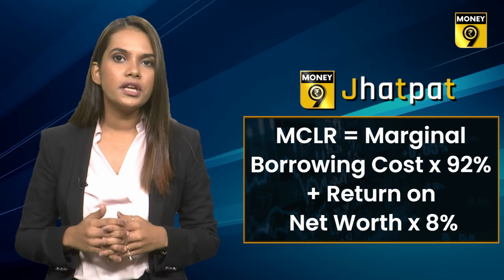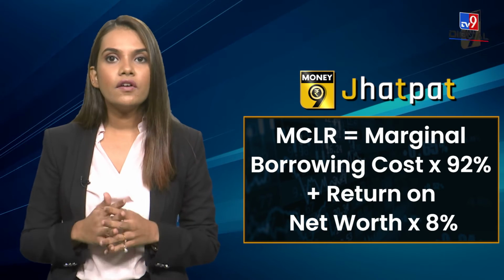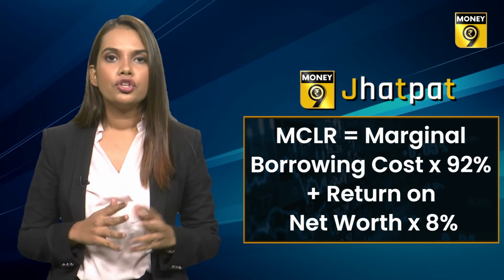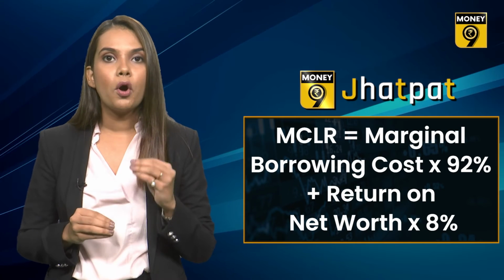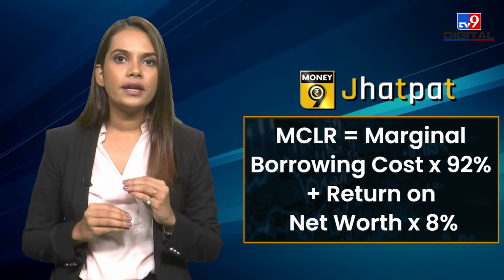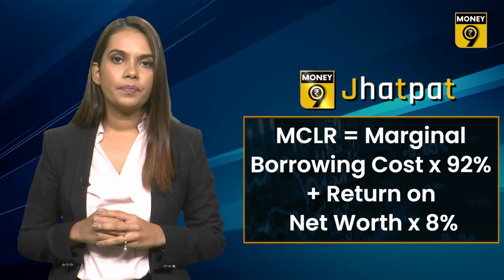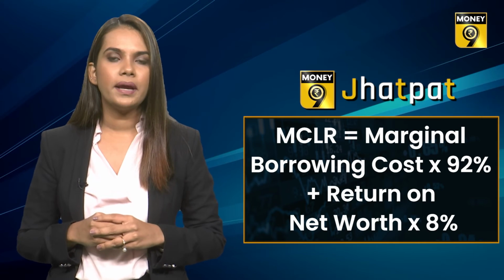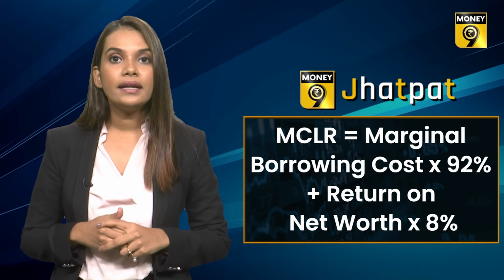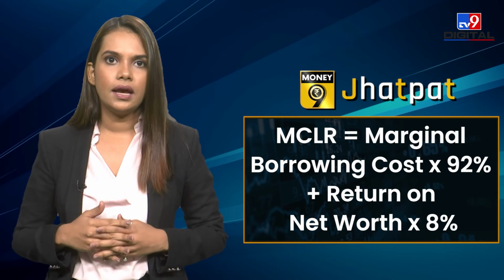The return on equity is also included in this. The Reserve Bank has also given a formula to calculate the MCLR of the bank. So MCLR is nothing but marginal borrowing cost into 92% plus return on net worth into 8%. Not only this, banks also have to maintain 4% cash reserve ratio, that is CRR. The bank does not get any interest on this CRR.